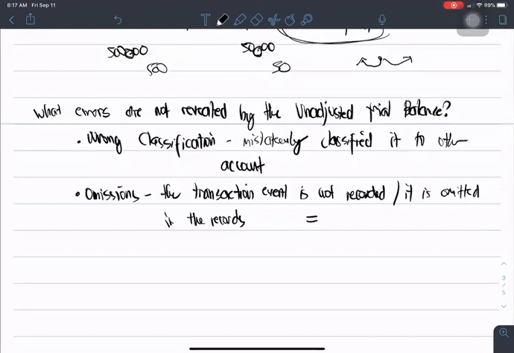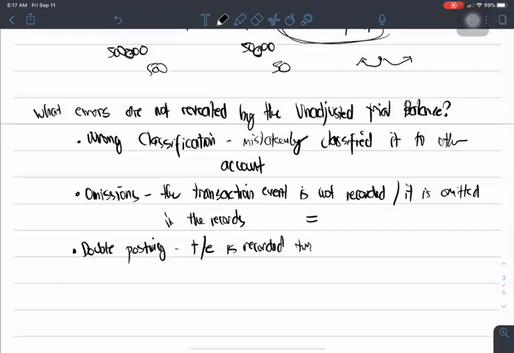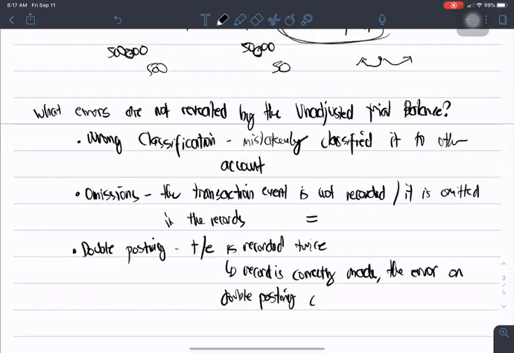The last error that is not revealed by the unadjusted trial balance is the double posting. So what is double posting? A transaction or event is recorded twice. Therefore, if the record is correctly made, the error on double posting cannot be identified in case there is a double posting. Okay, so what errors can be revealed? Transposition, transplacement. What errors cannot be revealed? Wrong classification, omissions, and double posting.